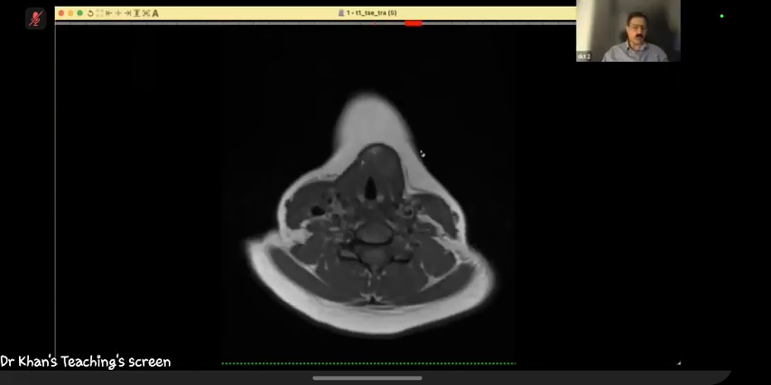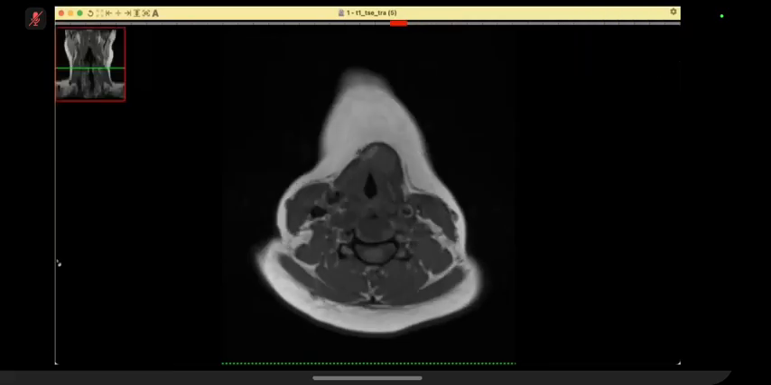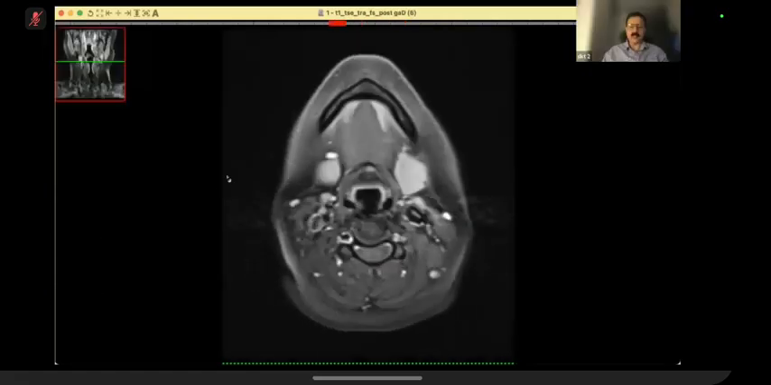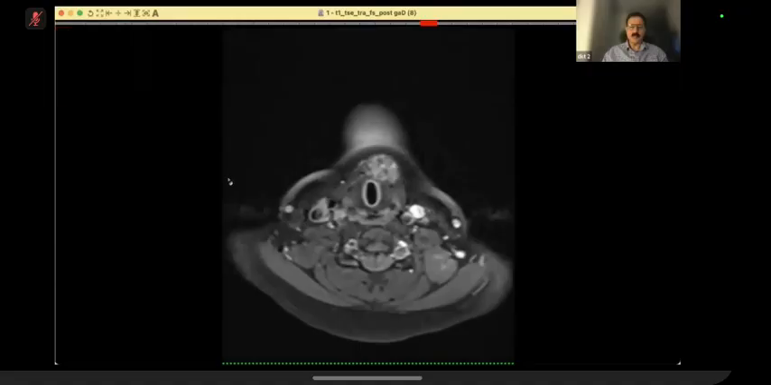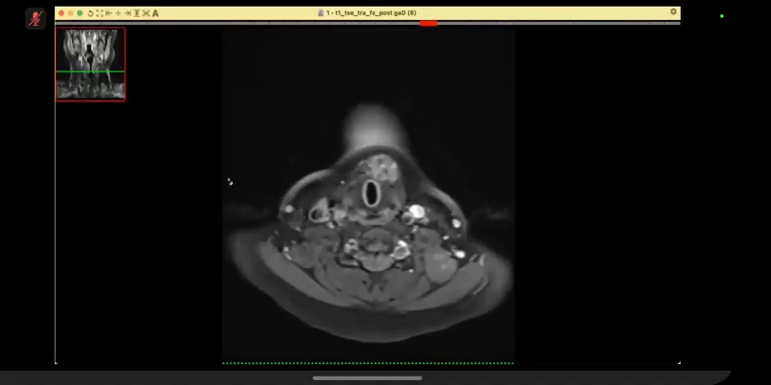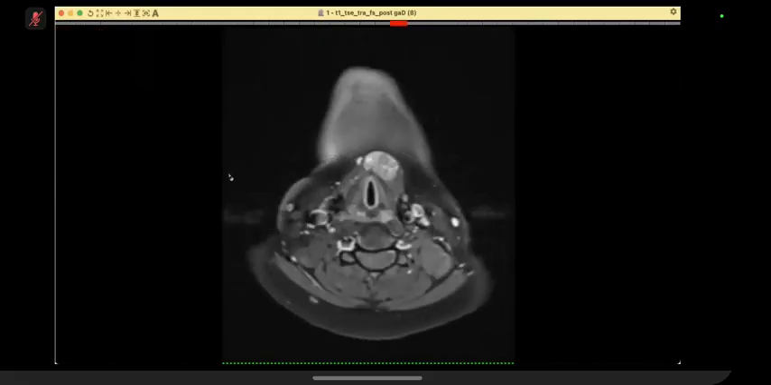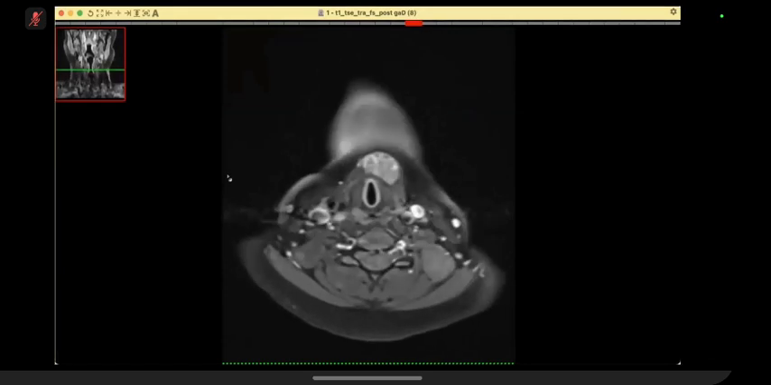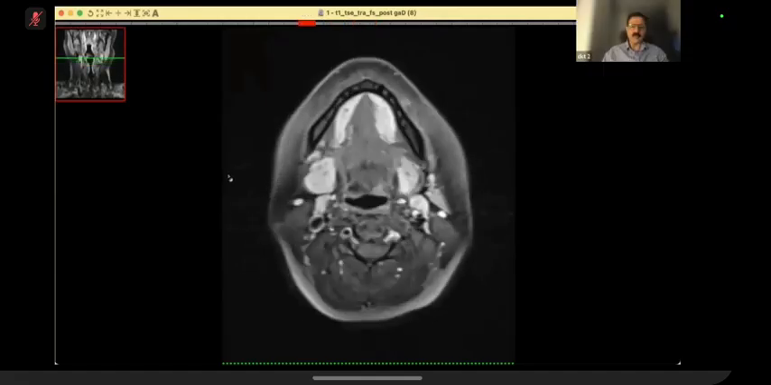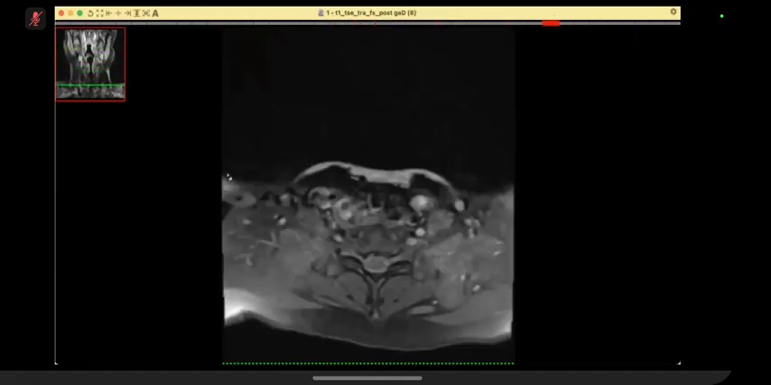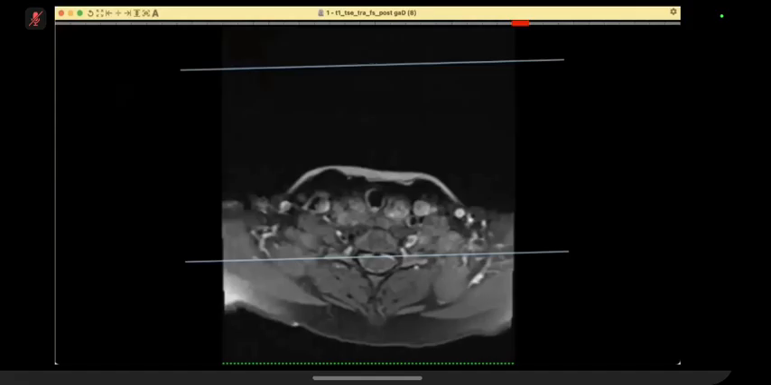So what is your conclusion, or do you want to see something else? If there is contrast, fat suppression, yeah. With contrast here. Okay, so fat saturated contrast, it is of homogeneous contrast enhancement. One hint. Sorry? I'm going to give you a hint. Okay.